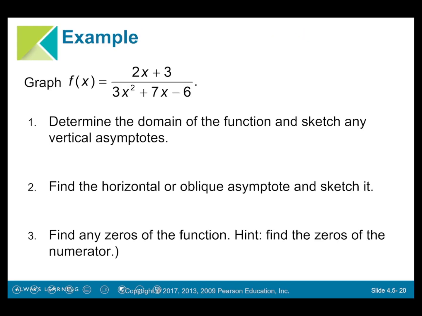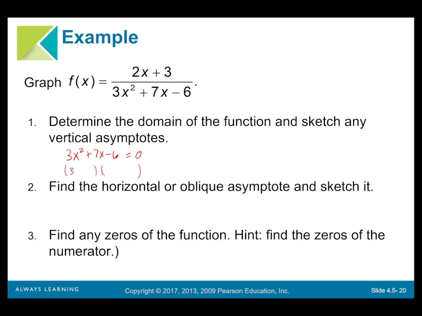So let's start with this example, 2x plus 3 over 3x squared plus 7x minus 6. Determine the domain of the function and sketch any vertical asymptotes. So the domain of this function is wherever our denominator is not 0. So we have 3x squared plus 7x minus 6 equals 0. We have to factor this.